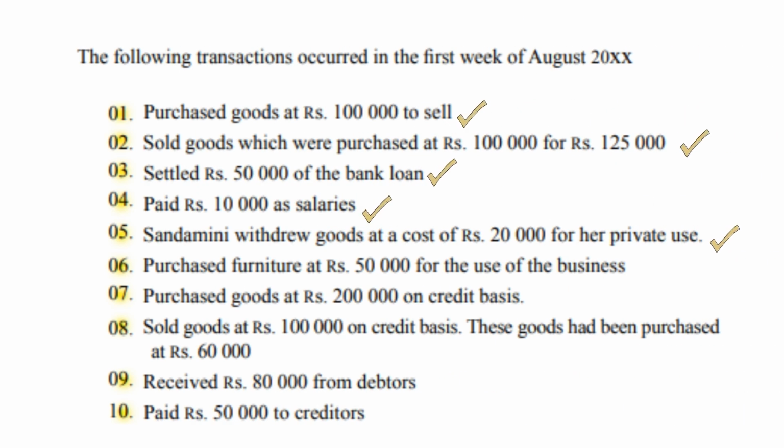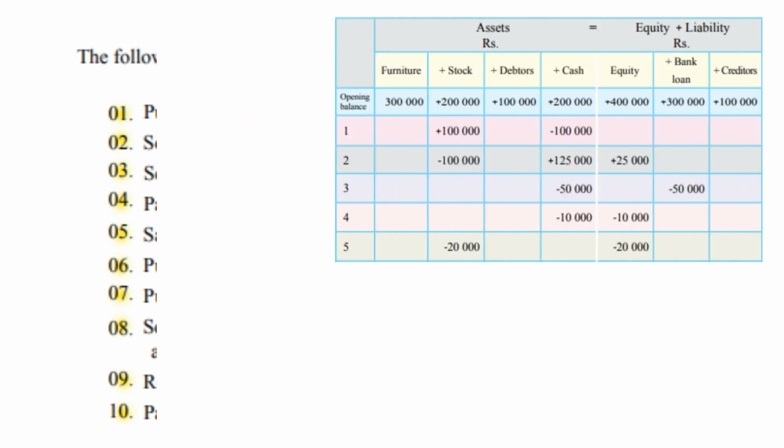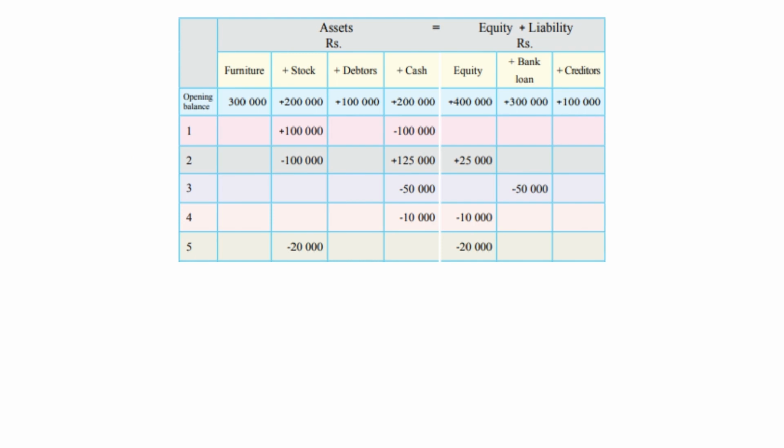Then next is Sandamini withdrew goods at a cost of rupees 20,000 for her private use. In the last example we saw that cash is withdrawn from the business by the owner, but in here stocks are withdrawn. Then we have to deduct 20,000 from stocks because it has been taken by the owner, and also deduct 20,000 from equity because it is drawings.